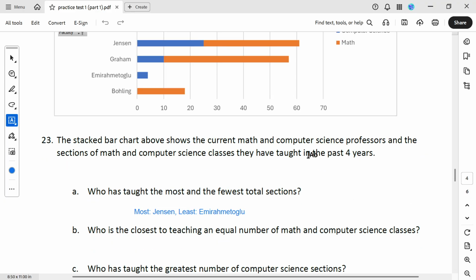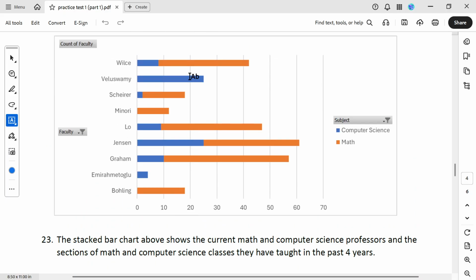Okay. So next, who is the closest to teaching an equal number of math and computer science classes? So who has the best balance between those colors? I do believe it is, again, me. I'm the closest to being half and half. So I do actually teach computer science as well, and I've done a lot of computer science internships and independent studies. Yep.